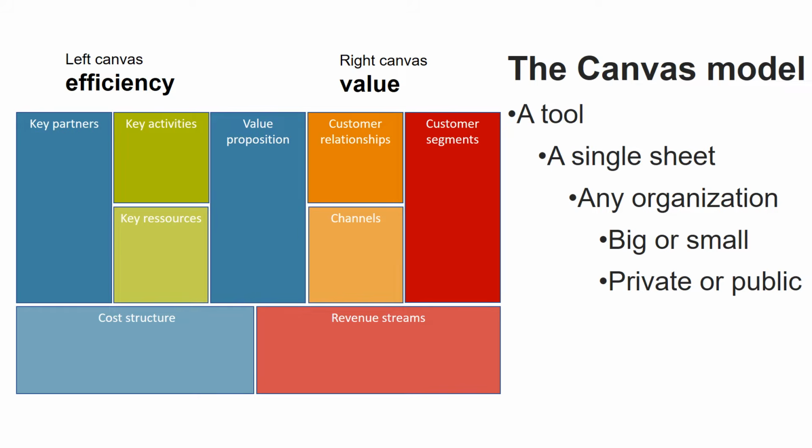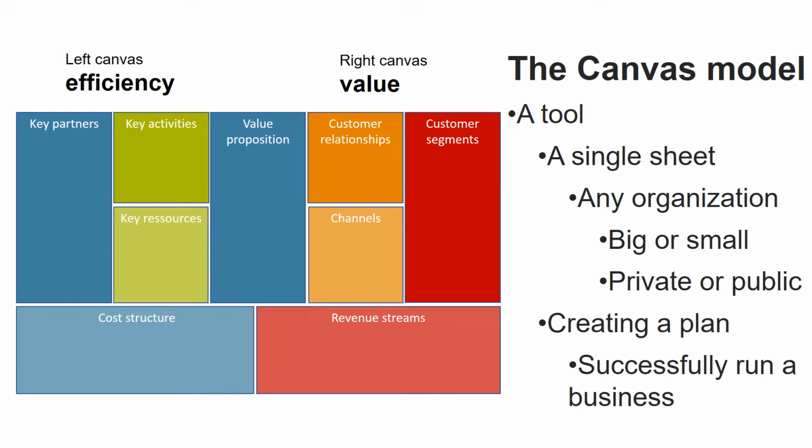Business Canvas model is a tool for creating a pretty clear business model using just a single sheet of paper. The great thing about the Business Canvas model is that it can be used to describe any organization, from the largest company in the world to a startup with only one employee. It also makes no difference whether the organization is in the private or public sector. The Business Canvas model is a tool for creating a plan for how your organization can successfully run a business.